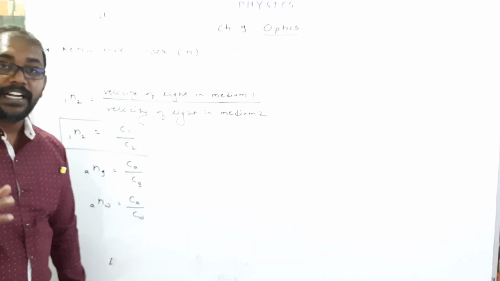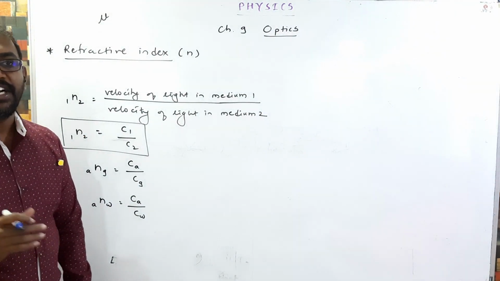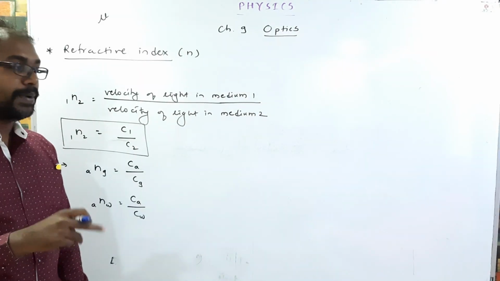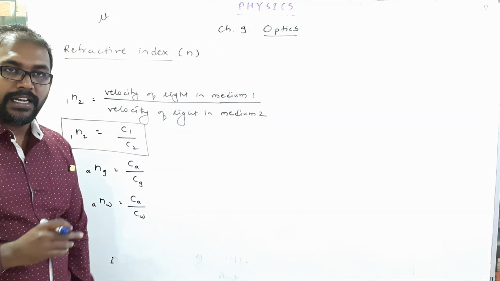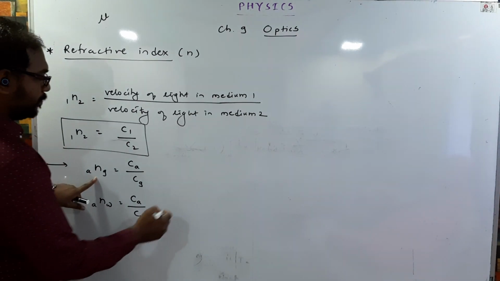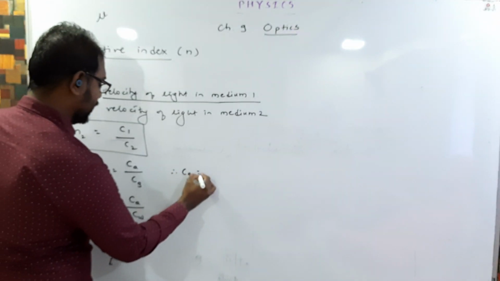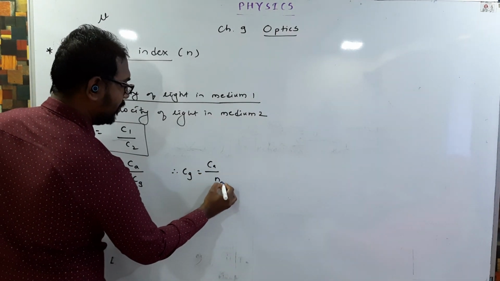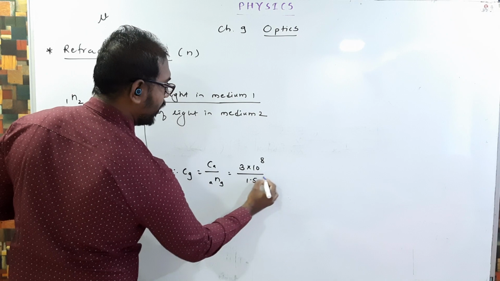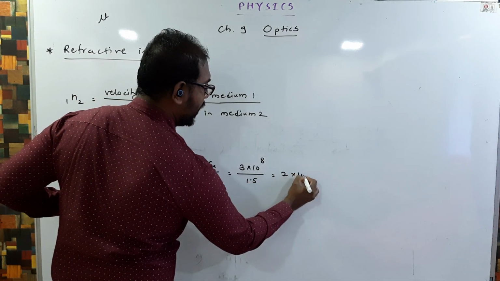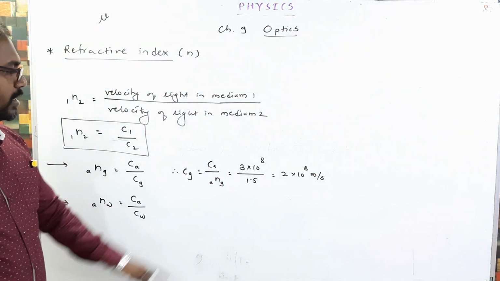You know that when light enters from a rarer medium to a denser medium, then velocity of light decreases. Now how much does it decrease? It depends on the refractive index of that medium. Here the refractive index for glass is approximately 1.5. If it is 1.5, and this is 3 into 10 raised to 8, you can find out the velocity of light in glass is velocity in air divided by refractive index of glass with respect to air. So it is 3 into 10 raised to 8 divided by 1.5. So in glass, we can say that velocity of light is 2 into 10 raised to 8 meter per second.